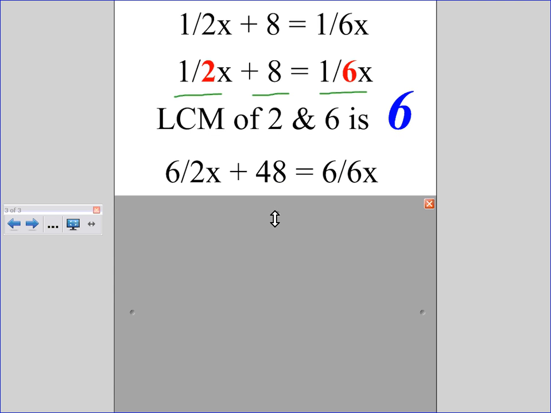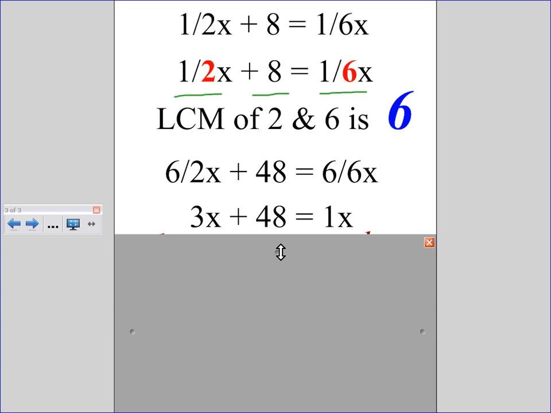So what I'm going to get, 1/2 x times 6 becomes 6 over 2x. 8 times 6 becomes 48. And last but not least, 1 over 6x becomes 6 over 6. Again, notice how these simplify so easily. 6 over 2x becomes 3x. 48 stays the same. 6 over 6x becomes 1x.